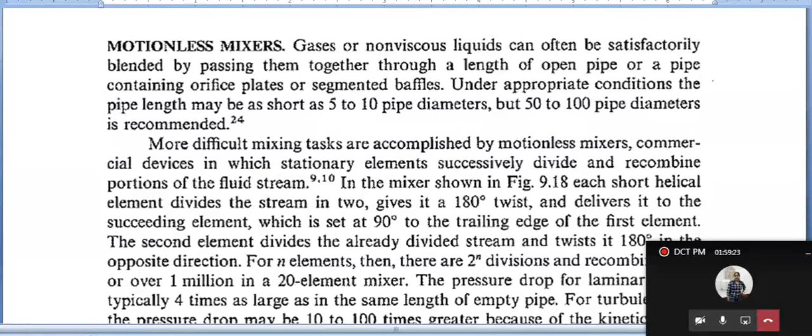Segmented baffles you are going to study in heat transfer. In heat transfer you will be studying about heat exchangers. In the heat exchanger you have these segmented baffles. If you don't mind, just give me one minute, I will show you that also.